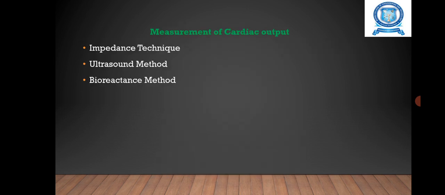For the measurement of cardiac output, we have three techniques. First is the impedance technique, which can be determined electronically by the impedance method. The next one is the ultrasound method. It is used to measure the velocity of blood flow in the ascending aorta by application of the Doppler principle. The next one is the bioreactance method. It is a method for non-invasive hemodynamic monitoring.